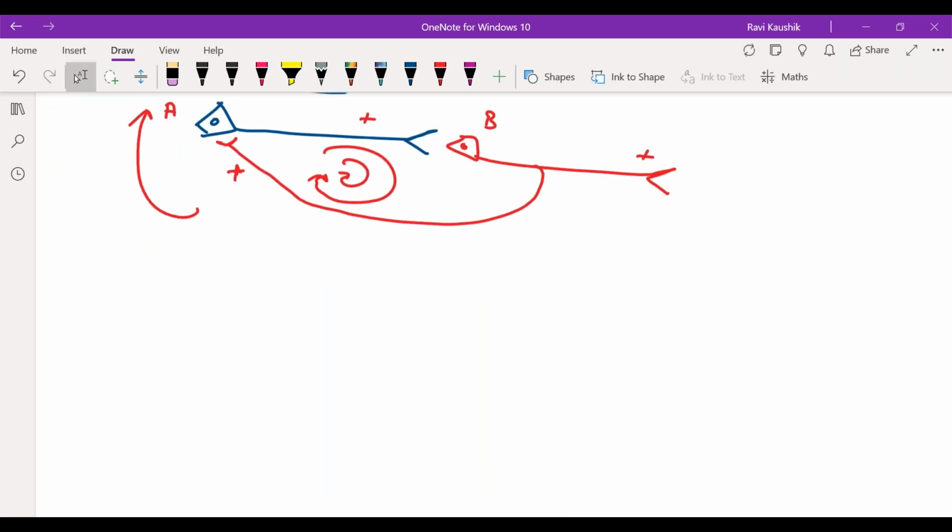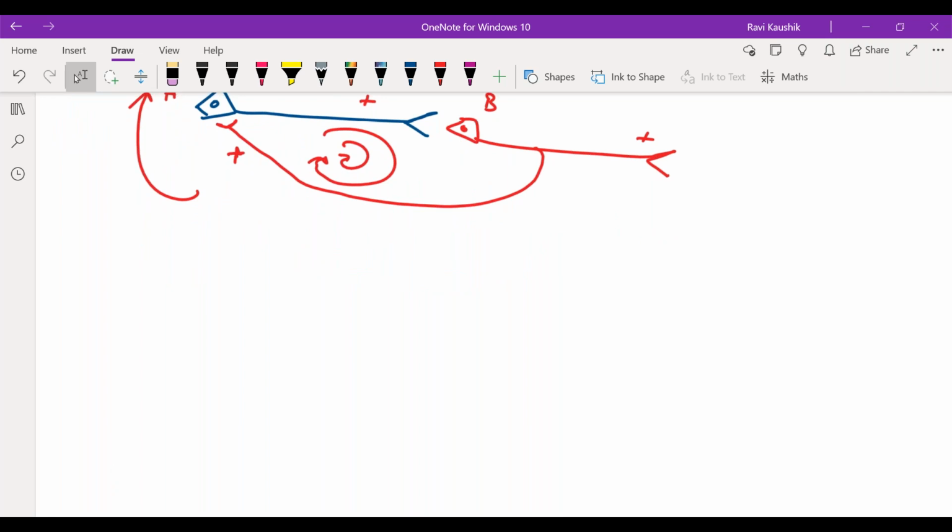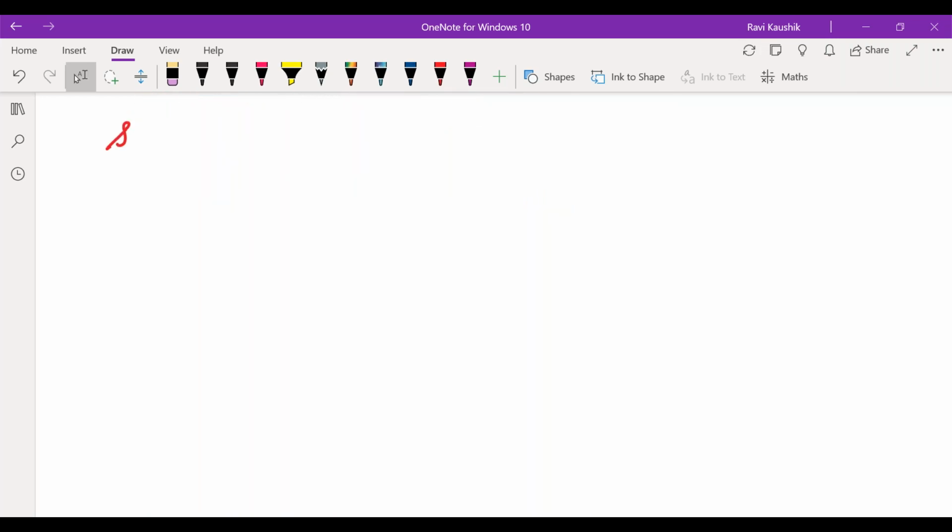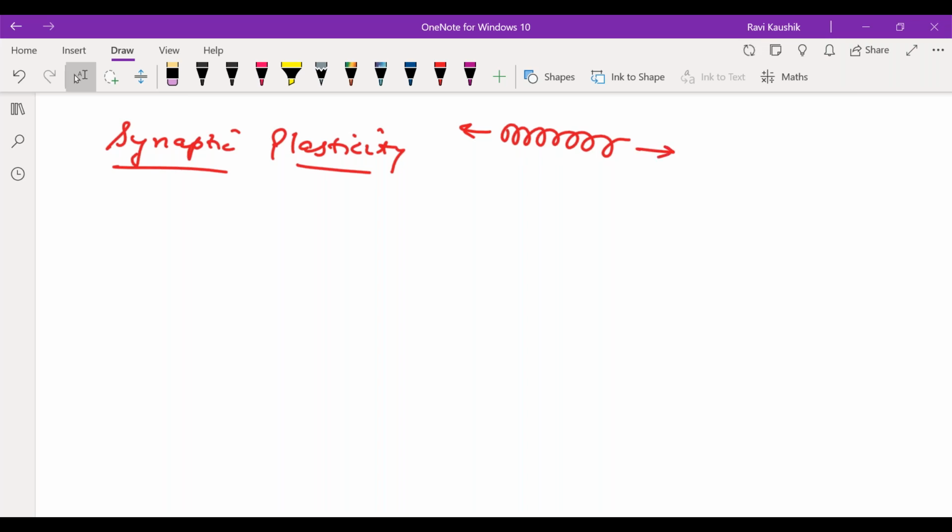Now let us talk of synaptic plasticity. What do you mean by plasticity? What is elasticity and what is plasticity? If there is a coil and you stretch it, what is going to happen? It will stretch out, however, when the force is not there, it will again regain its shape, right? So this is elastic.